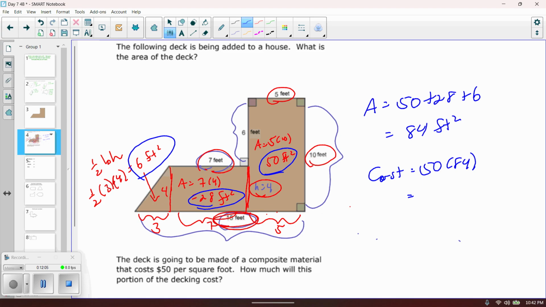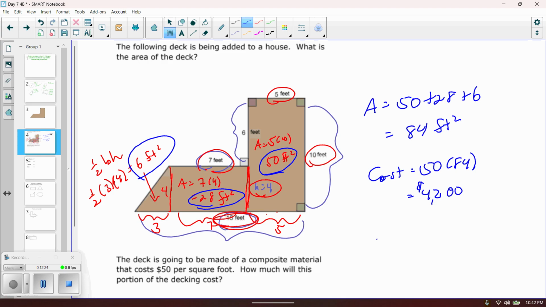And we have to do 50 times 84, which is going to work out to be $4,200. That's how much it'll cost us for the materials for the deck. All right, again, and here's the big thing.